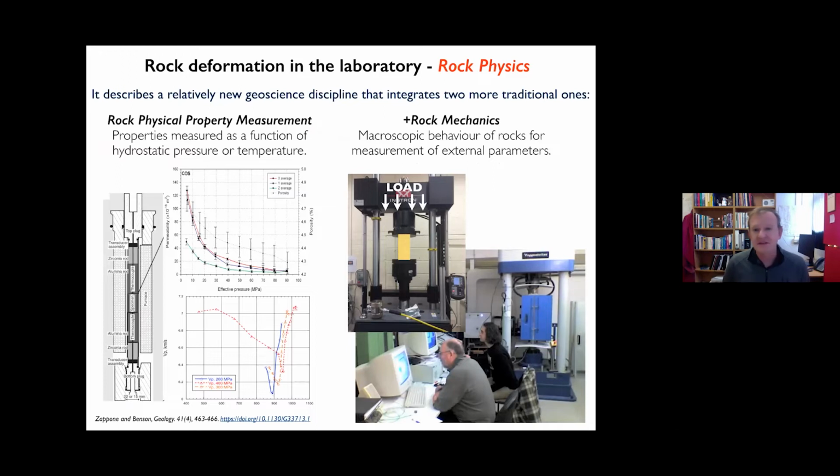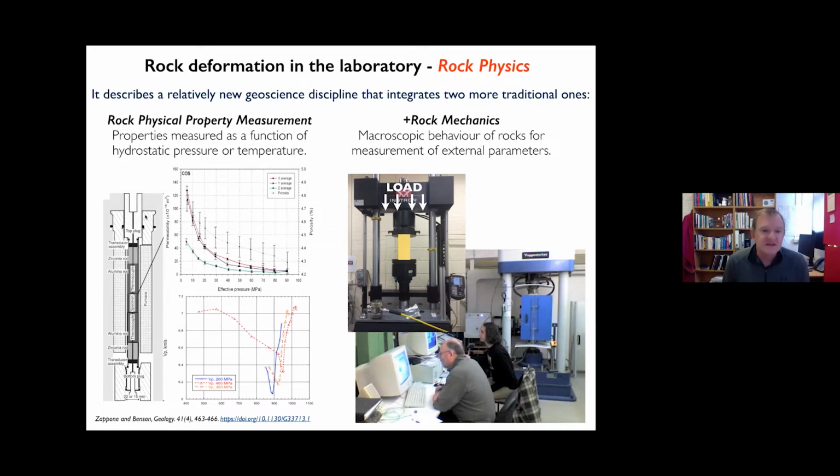So this describes a relatively new geoscience discipline that integrates two more traditional ones. On the left hand side here, rock physical property measurement. So we measure the properties of a specimen, a rock, as a function of pressure or temperature, and the key thing here is that these are things that we can control compared to things in our field which we cannot control, or we can only infer from our observations. So this on the left is a classic piece of equipment known as a Paterson apparatus. This is a schematic of the machine in ETH Zurich.